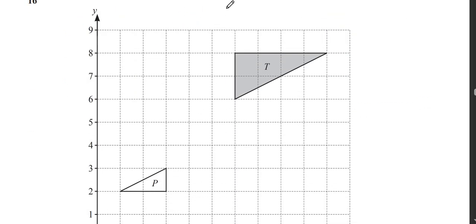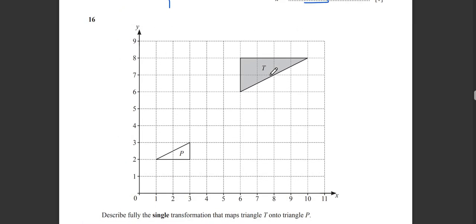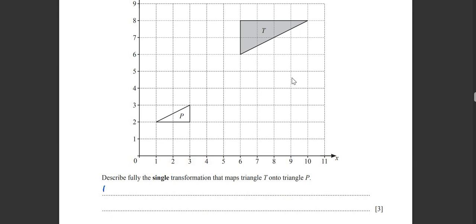Moving on to question 16, let me zoom out a bit. It says describe fully the single transformation that maps triangle A onto triangle B. Okay, so look, first of all, I can easily see that this is an enlargement. Okay, because triangle A onto B, this is an enlargement, so I will write enlargement.